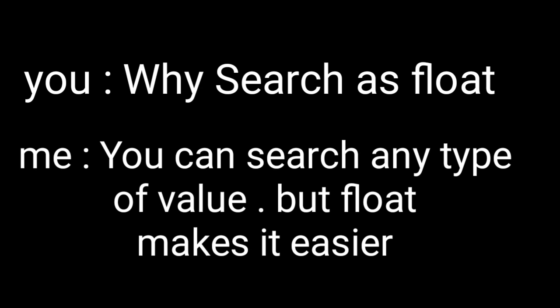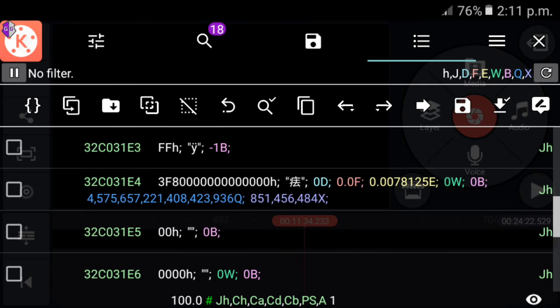Now you will ask why search as float value, and I will reply you can search any value, but finding float value is much easier than finding any other value. Don't worry, the same value can be searched as any data type. You can search any data types to find the value. Like in this section, we see the double is 0, the float is 0.0, and similarly other odd values are given. You can search any one of them to find the value.